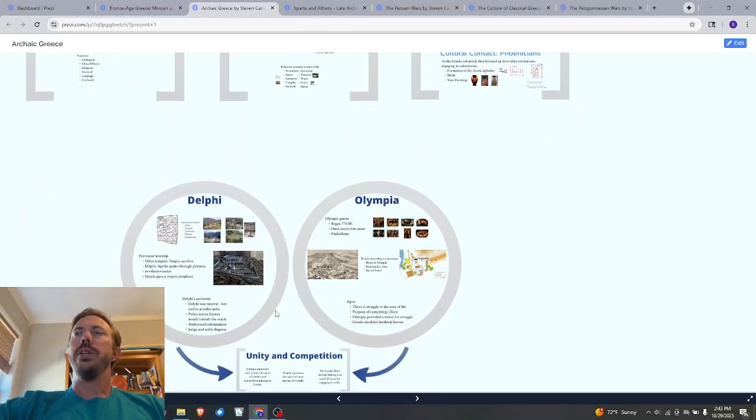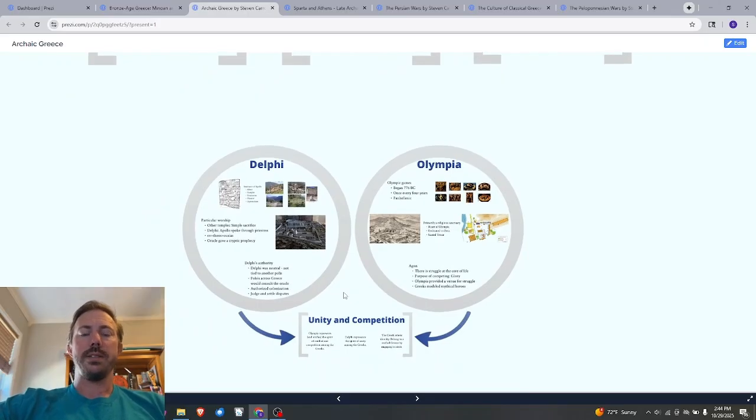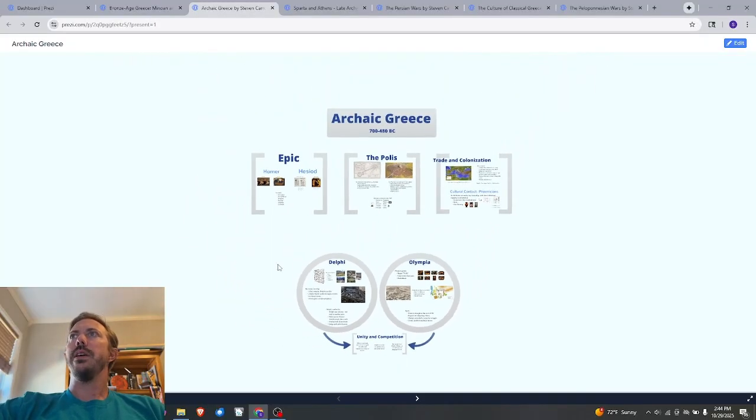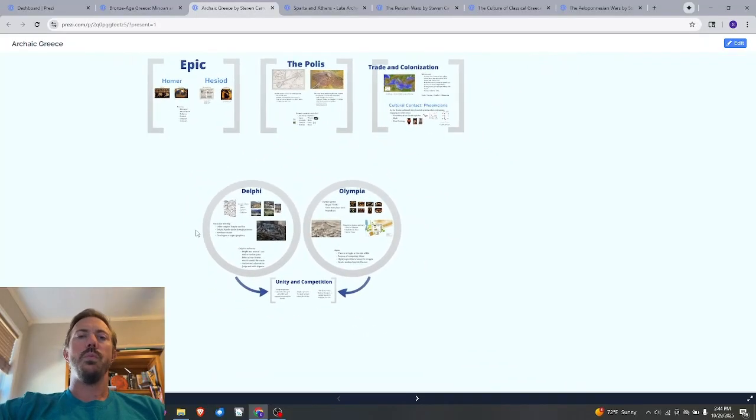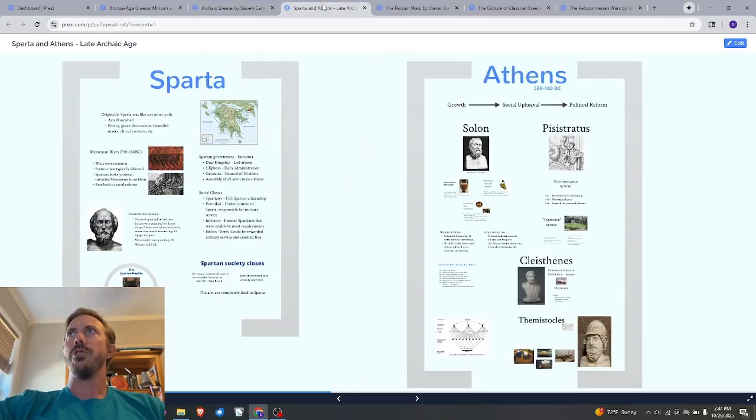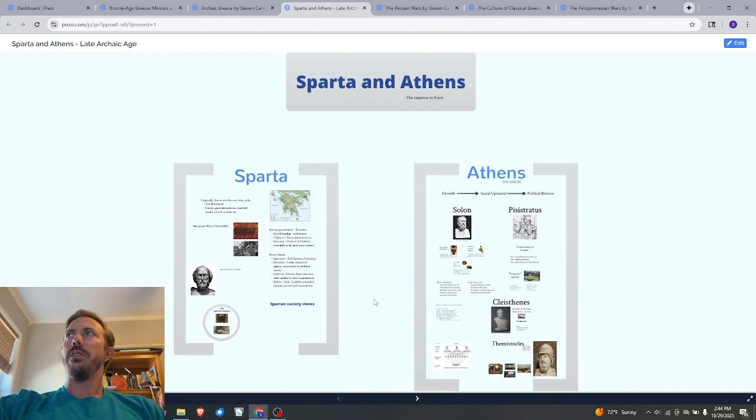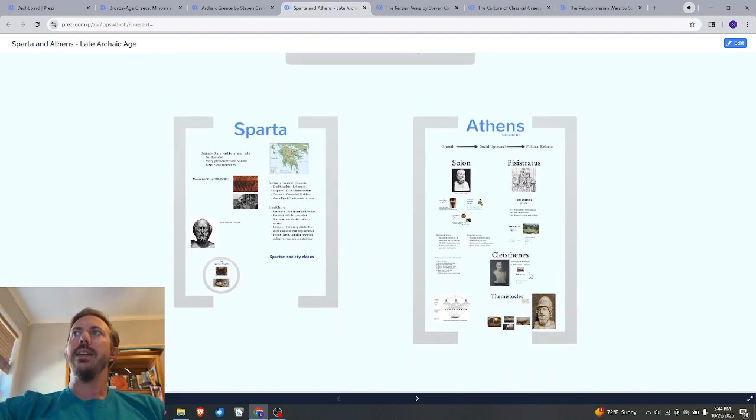And then we took a close look at the city-states of Delphi and Olympia and how they illustrate for us the polis and how all that works and what purposes those city-states served in the Greek culture. And then we took a zoomed-in look at Sparta and Athens and the reforms of both of those cities. That was really important.